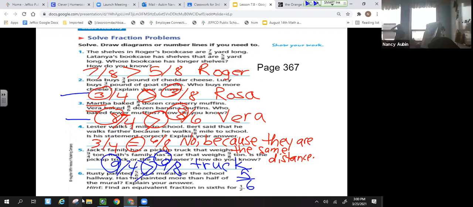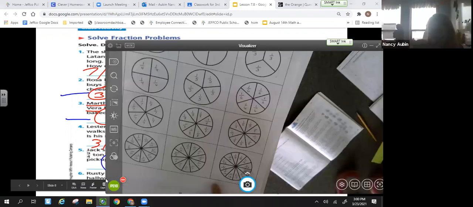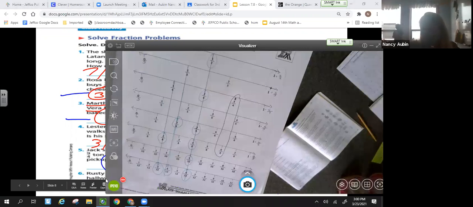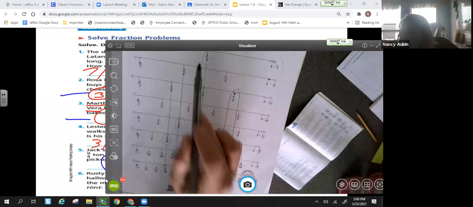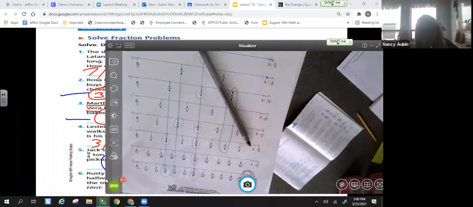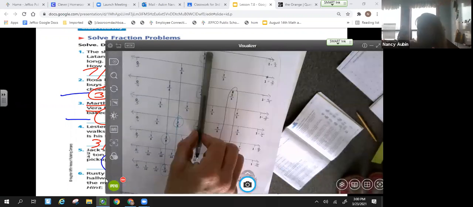Thank you. Is 5/6 equal to 1/2? Yes or no? Stand up if you think yes. Stand up if you think 5/6 is equal to 1/2. Stand up if you think it is not equivalent or equal. All right, let's look. Here's 5/6. Here's 1/2. Look what happens to my pen. Is it equal? Is it lined up? No. How many sixths are equal to 1/2?